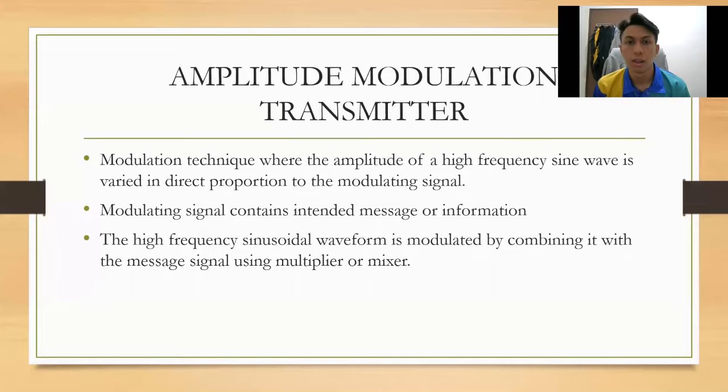Basically, AM transmitter is a modulation technique where the amplitude of a high frequency sound wave, most likely called radio frequency, is varied in direct proportion to the modulating signal. This modulating signal contains the intended message or information, like audio data or audio message. The high frequency sinusoidal waveform is modulated by combining it with the message signal using a multiplier or mixer that I will explain more later on.